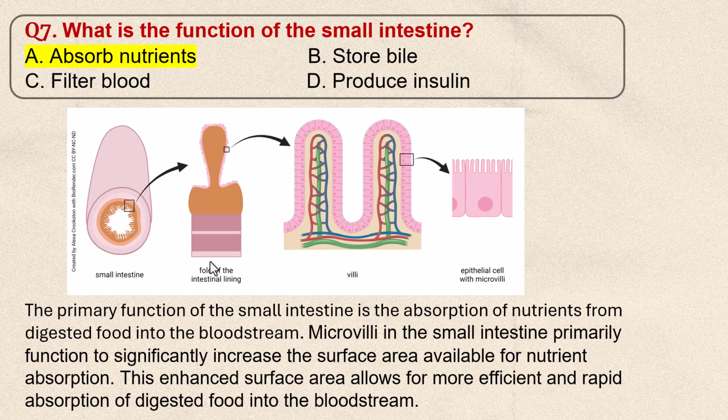Absorb nutrients. The primary function of the small intestine is the absorption of nutrients from the digested food into the bloodstream. Microvilli, you can see here. Microvilli in the small intestine primarily function to significantly increase the surface area available for nutrient absorption. This enhanced surface area allows more efficient and rapid absorption of digested food into the bloodstream.